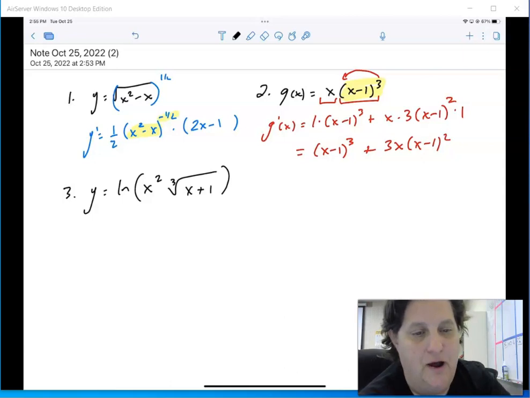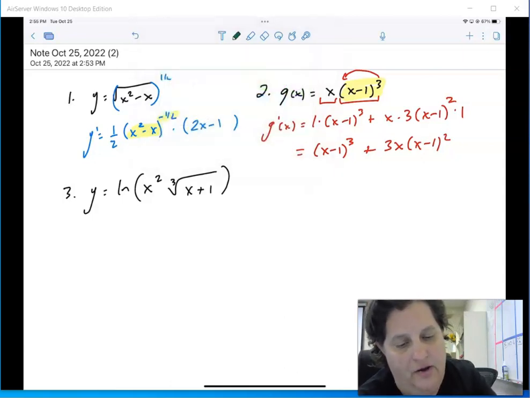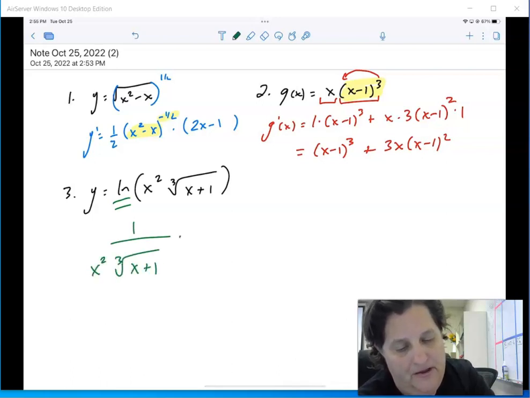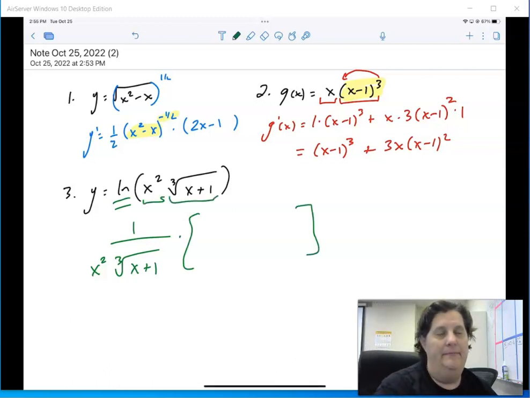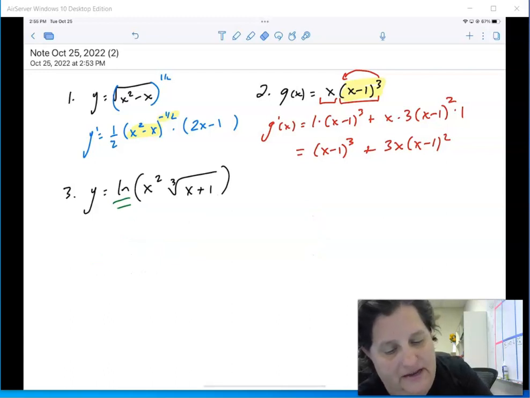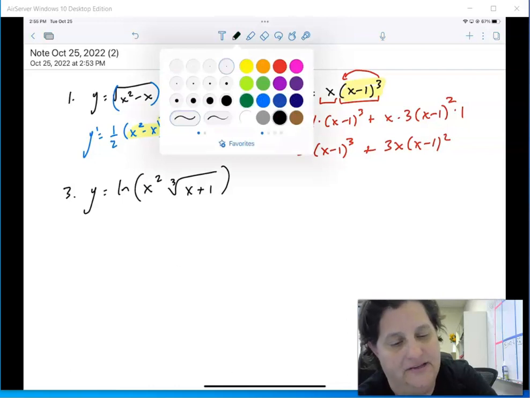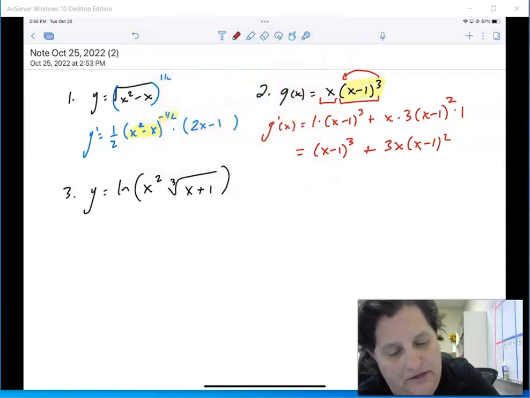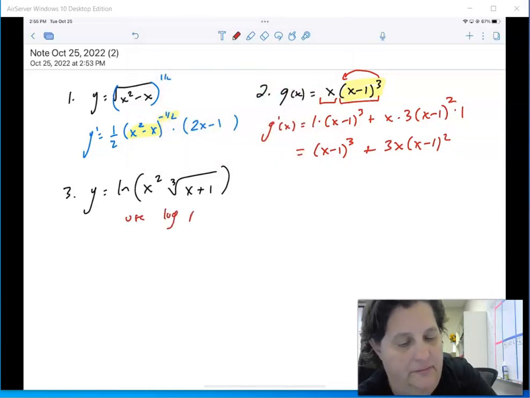Okay, for this problem, I can go ahead and do a big old chain rule, 1 over all this stuff times the derivative of the inside, which is a product rule with a chain rule, okay? And I could go ahead and do that. But there's actually an easier way. Anytime I see an ln problem, I ask myself, is there a way to use log or ln properties to make this a little bit easier?